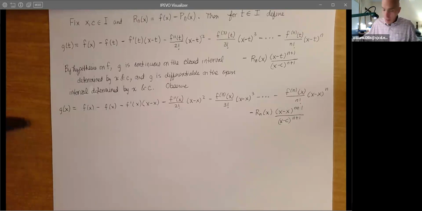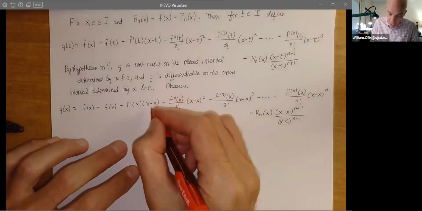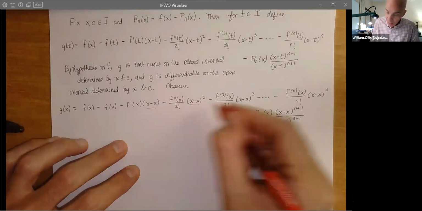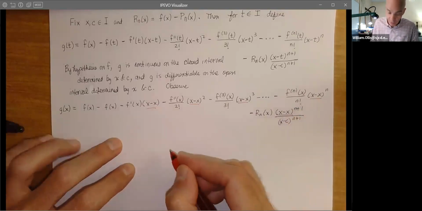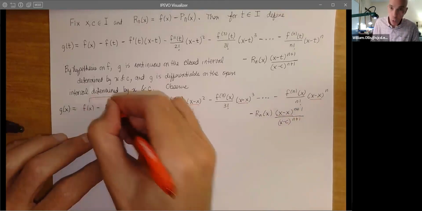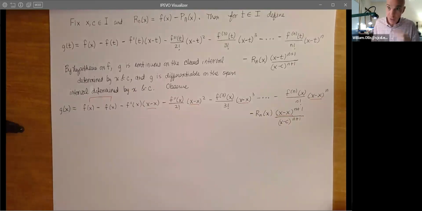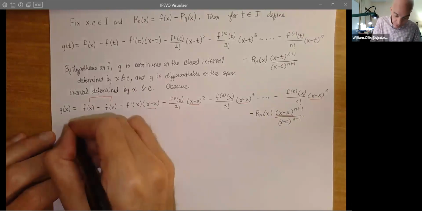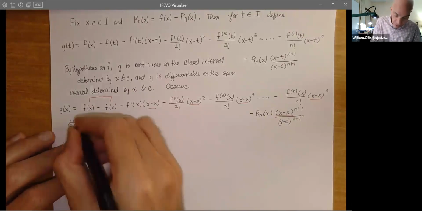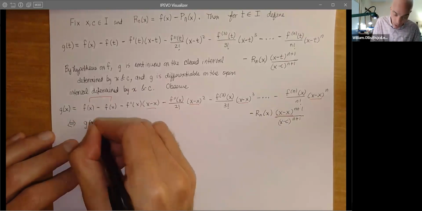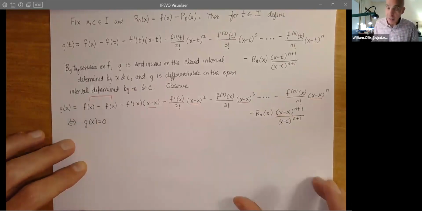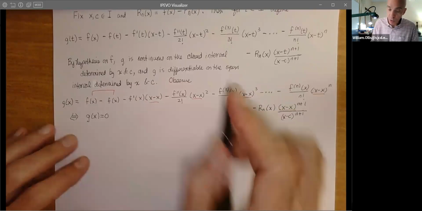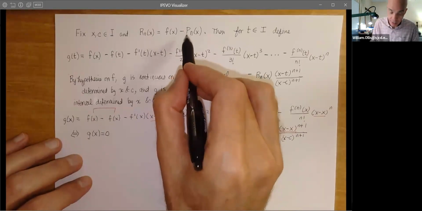Notice all of these terms here have the x minus x. So they zero out or absorb, obviously. And then, of course, these just absorb in the standard way that Professor Ron says. So that equals 0. So if and only if g of x equals 0. Now we need to use how we defined the remainder to get the second part. So we're going to use this in the second part.